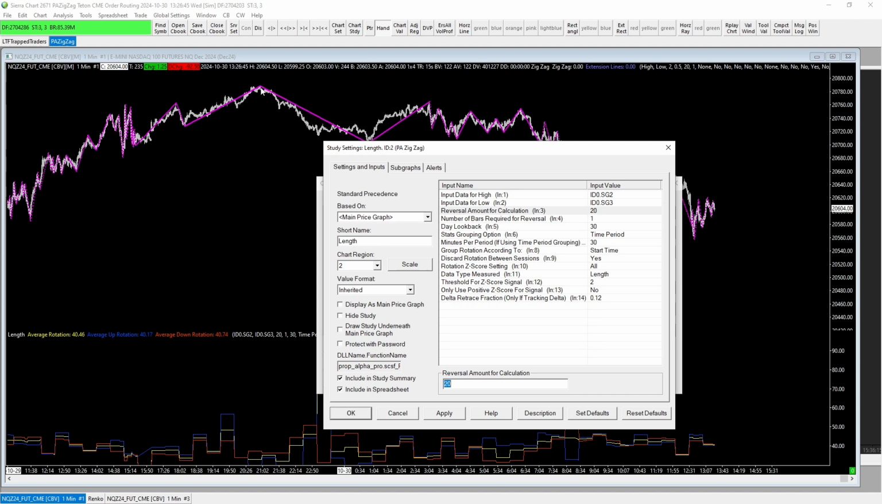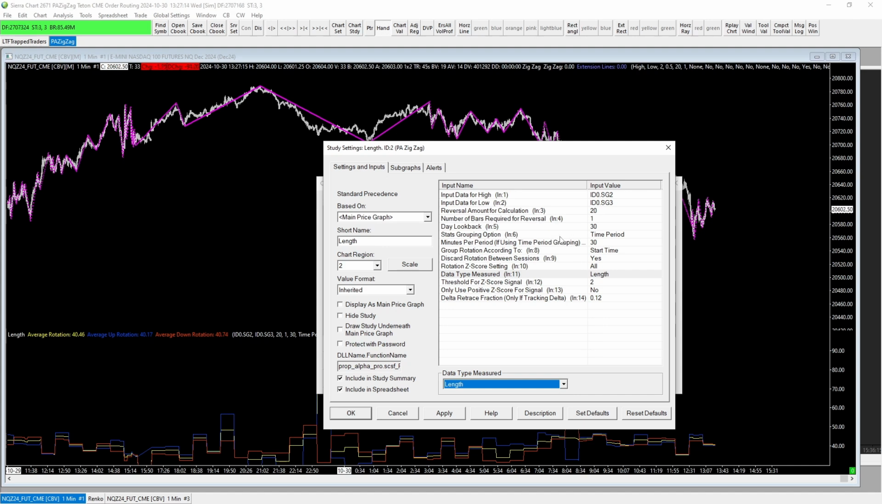And what I'm doing here is I'm taking these rotations, measuring them just like the zigzag study does. And when a rotation is detected as finished, I take the data from that rotation. We have a couple of options. We can look at length, duration, volume, or delta on the leg. And then I throw it into a stats measurement, so some calculations about getting average and standard deviation and whatnot.